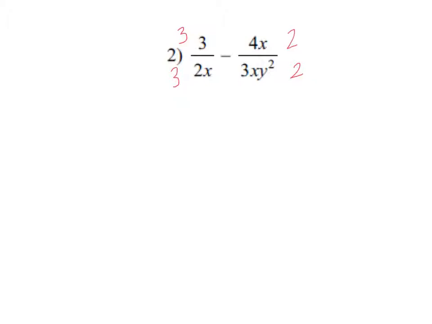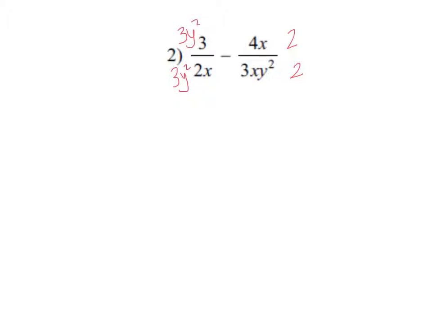And then you got to work on the variables. And so let's start with the x's. This one says that I need to have an x to the first. This one also needs an x to the first. Well, good, they both have it. I don't need to do anything extra. But this one also has a y squared, and this one over here doesn't have any y's. So I need to take it times a y squared.